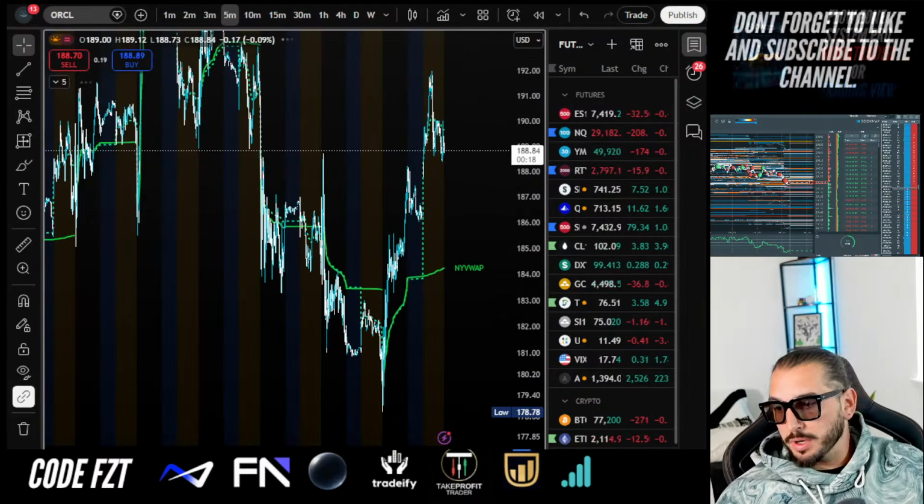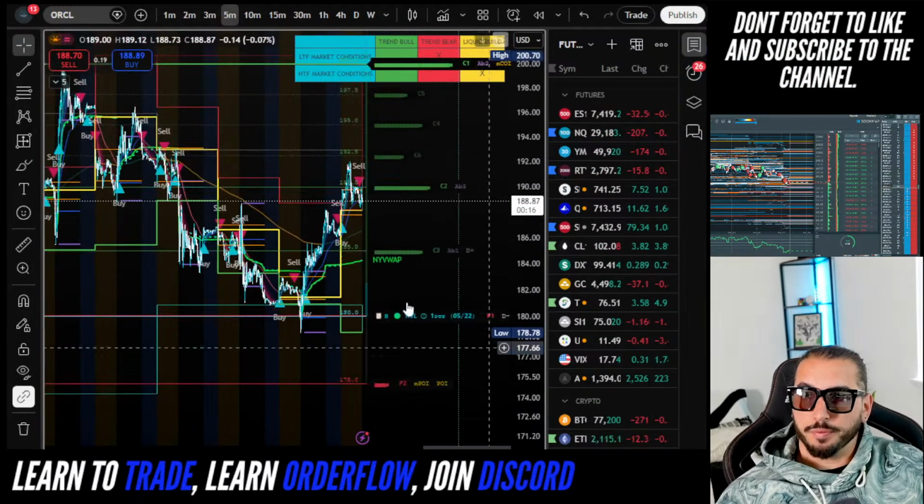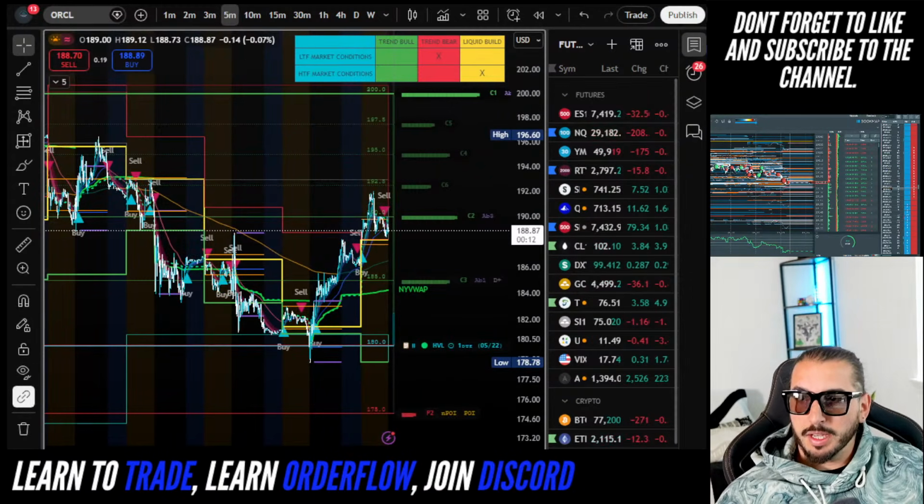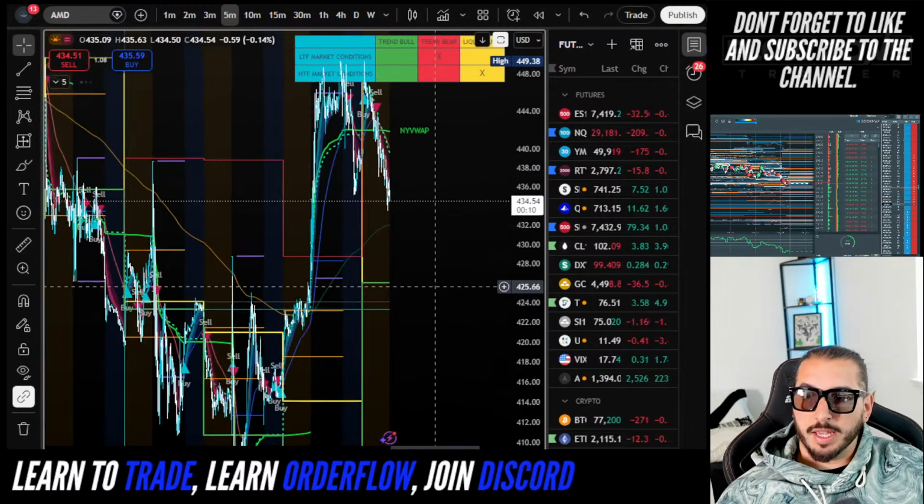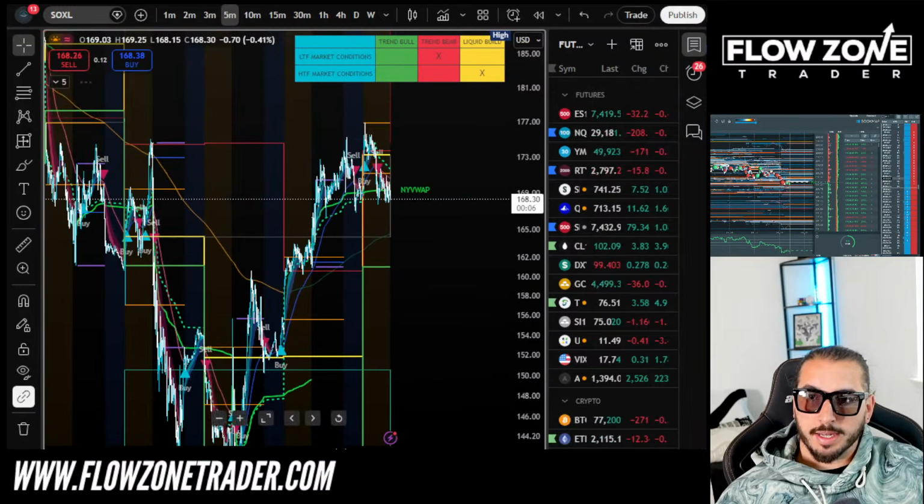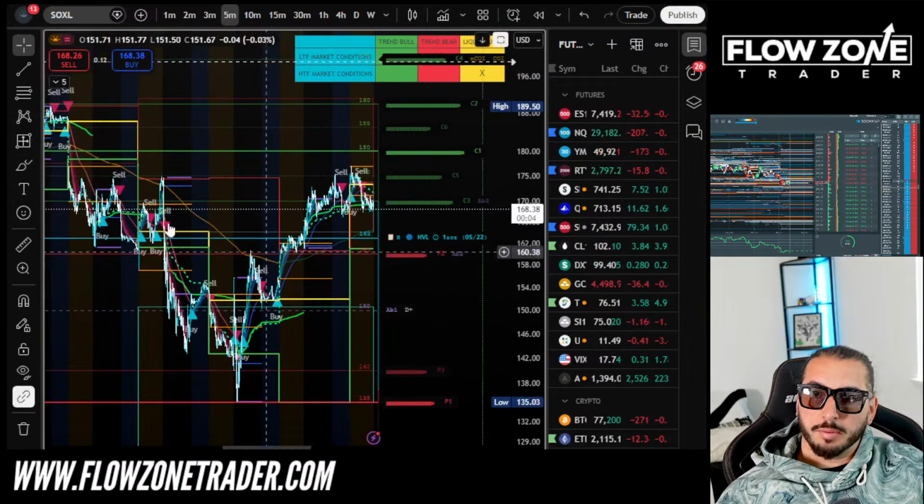Right, you can see software, the names that are catching the bid here. With software, you can see like Oracle starting to catch the bid. Some of these chips starting to sell off, like AMD. So you're going to see SOXL starting to lose that 170 level we talked about yesterday. All right, this is starting to become key here.